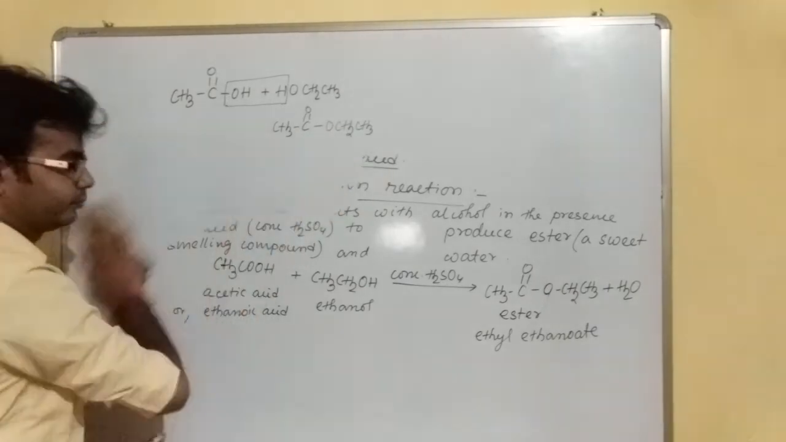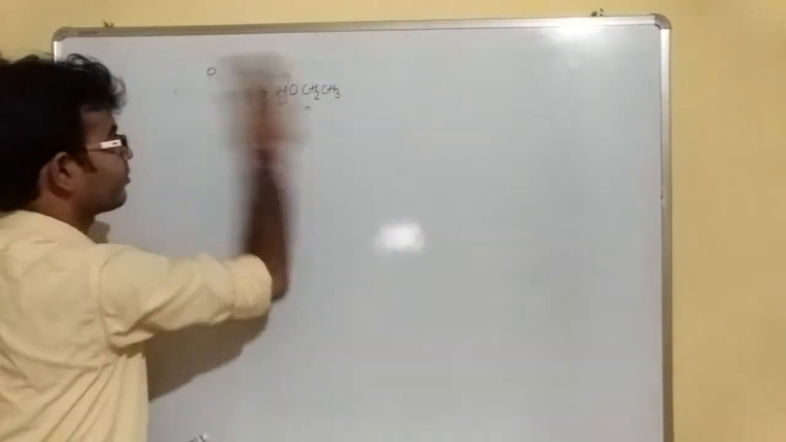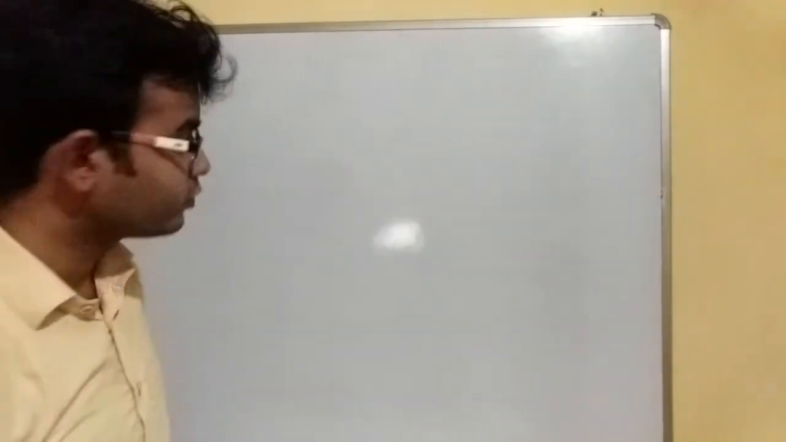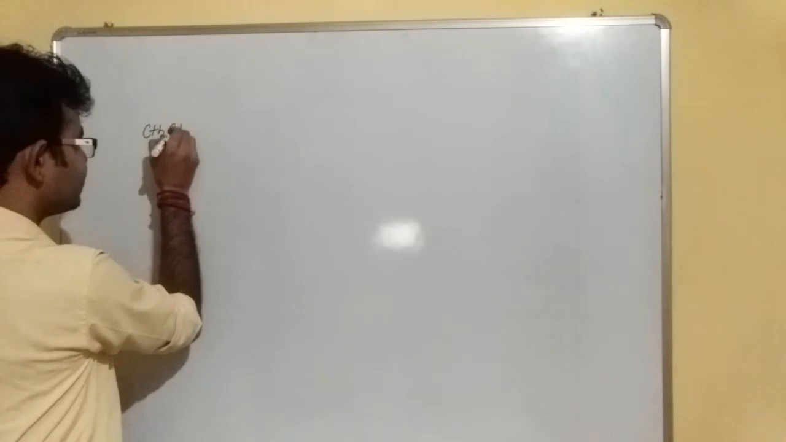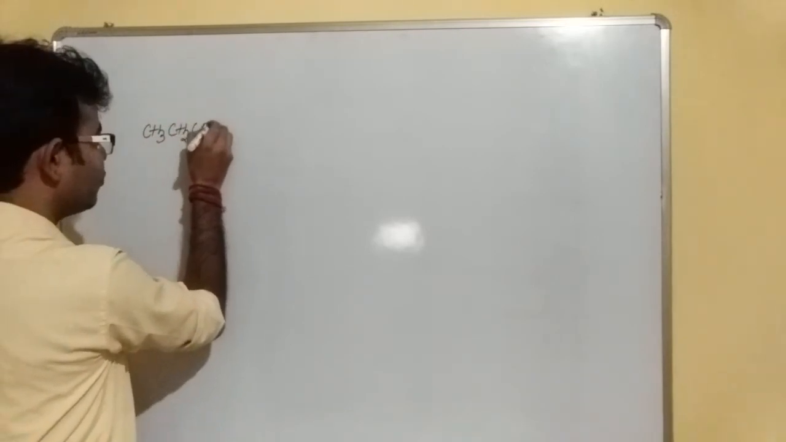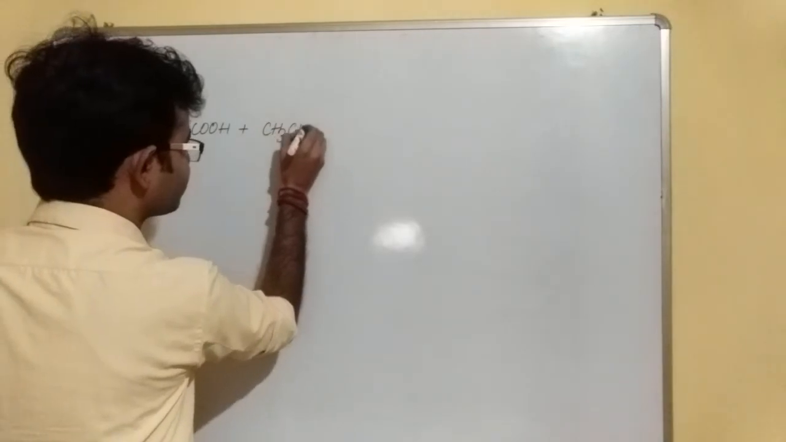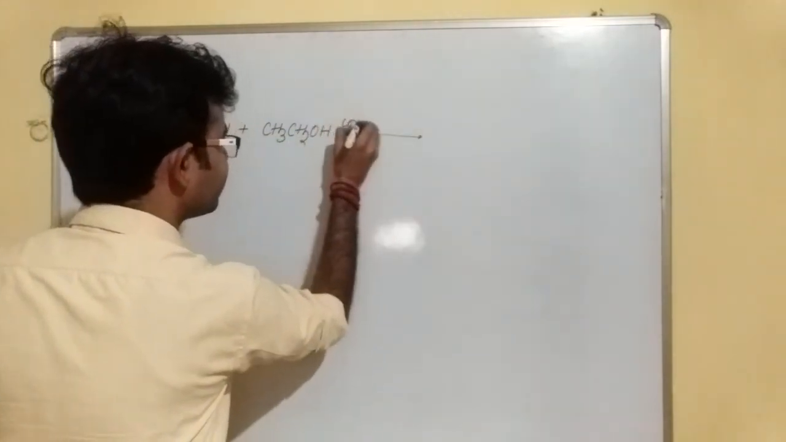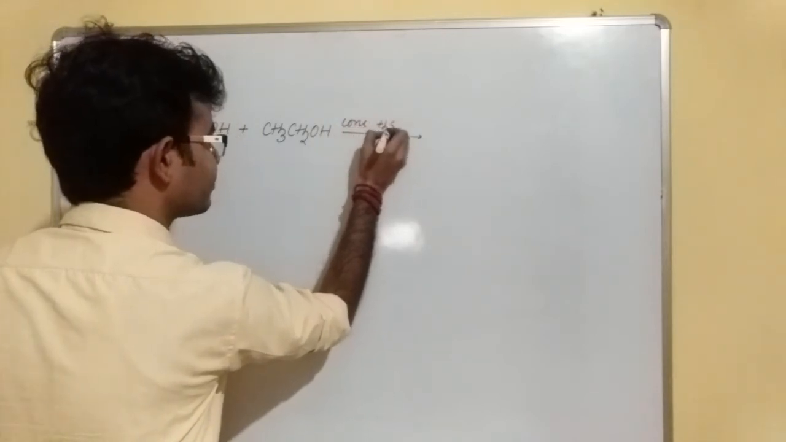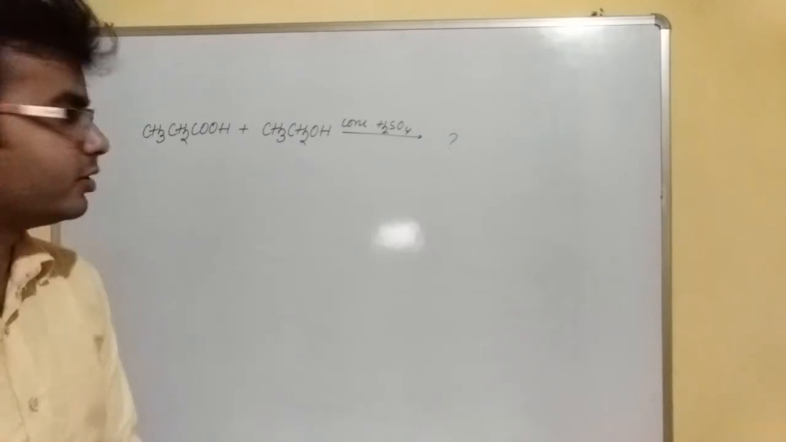ओके, suppose the question is like that: CH3 CH2 C double OH plus CH3 CH2 OH, concentrated H2SO4. You have to identify the product. What will be the product?